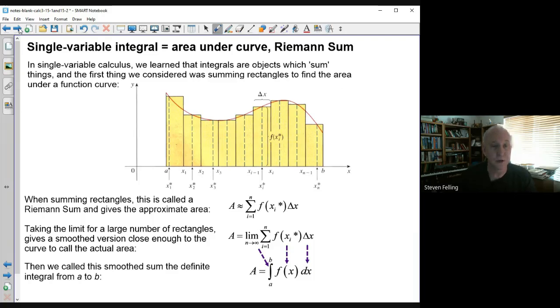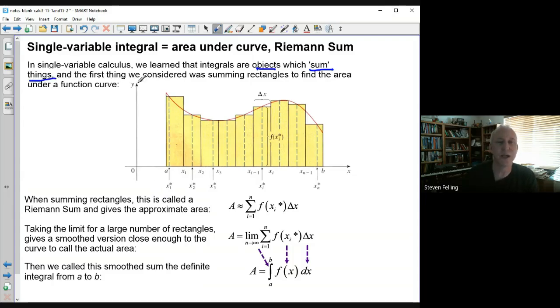In single variable calculus, we know that the integral is the area under the curve, among other interpretations, and it can be related to something called a Riemann sum. So we first learned about the idea of an integral, and in my mind, an integral is a mathematical object which sums up things. It basically allows you to smoothly sum an infinite number of things.